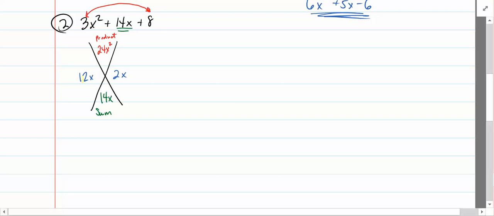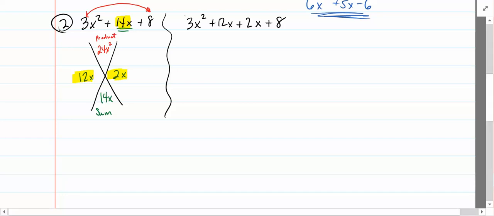So having identified the two values that multiply to equal 24x squared, but add to equal 14x, we can use them to split this middle term apart into two new terms. So the math that I'll show here then becomes 3x squared plus 12x plus 2x plus 8. Again, we just split this middle term apart into these two terms that we just identified by using our x.